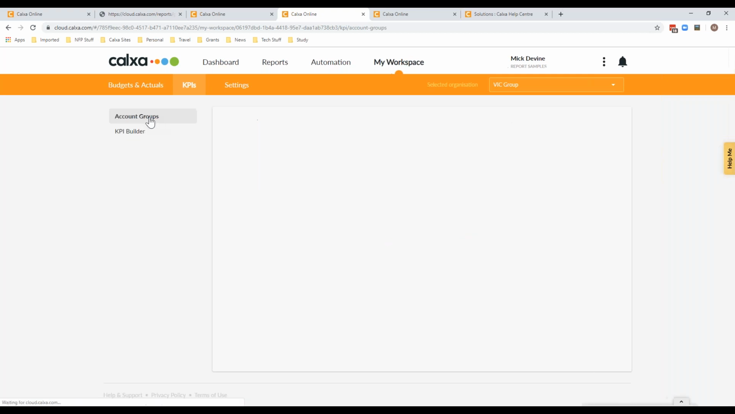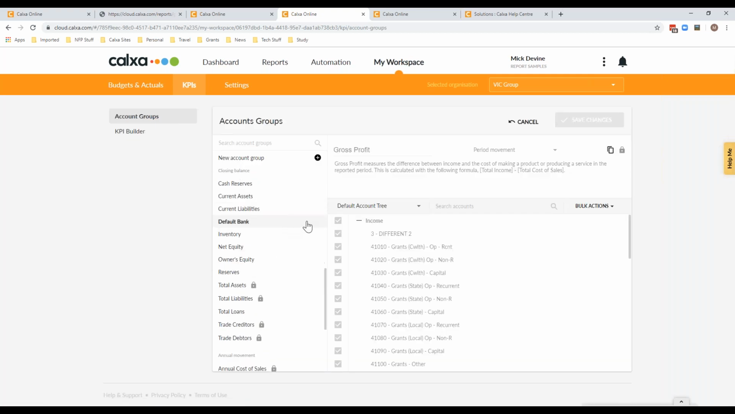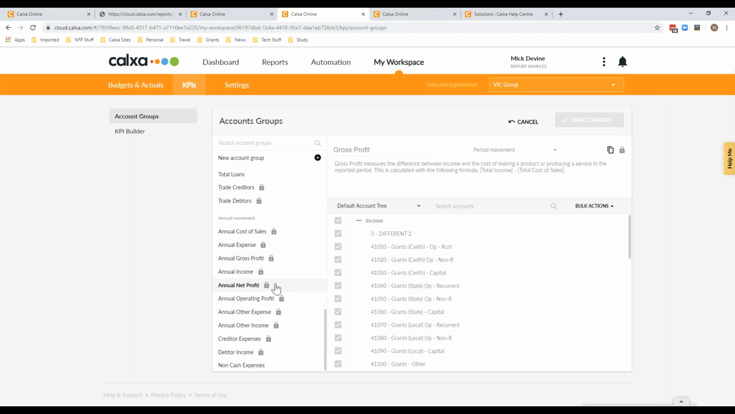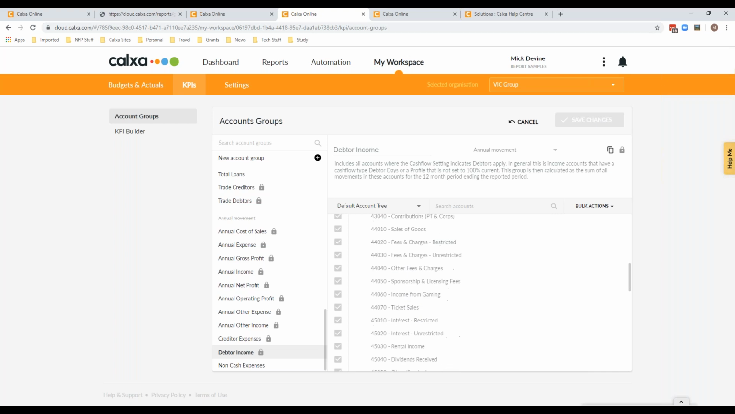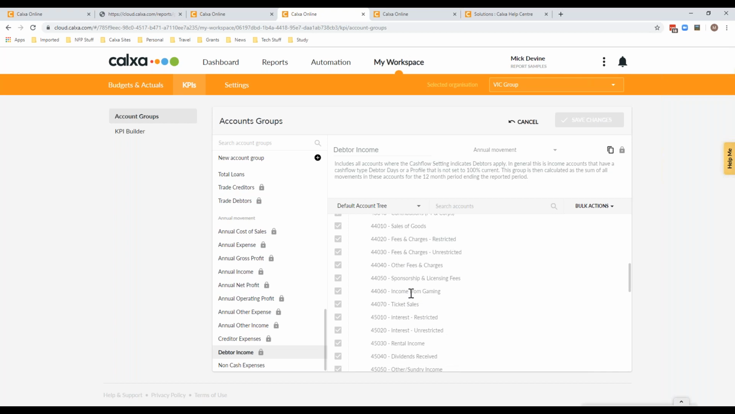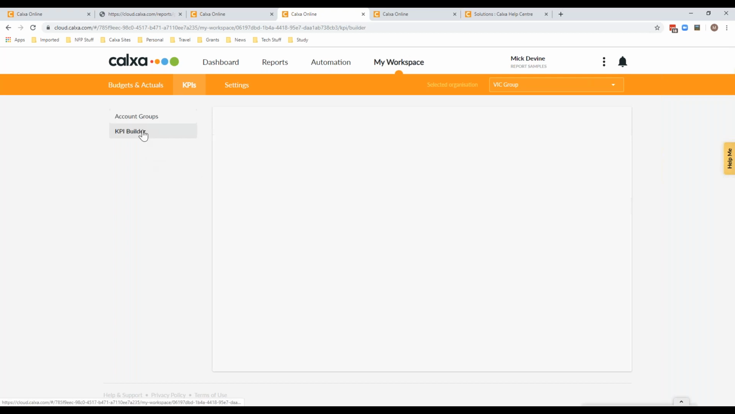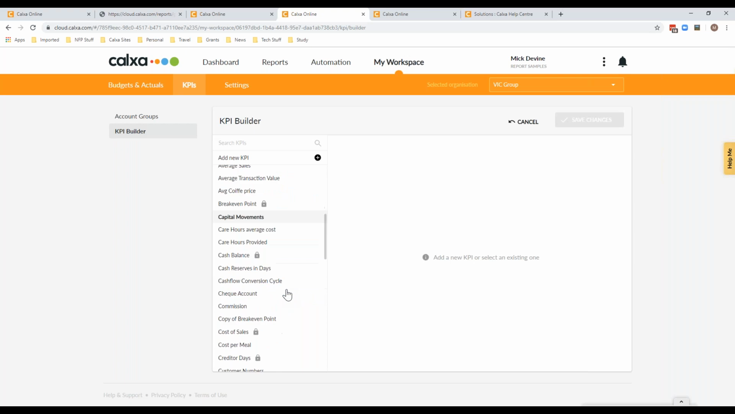Debtor income. Now we've got an account group called debtor income, which is here, and that looks at all our income accounts where in the cash flow settings we haven't nominated them as being received in the current month. So anywhere we're collecting in any period other than the current month. So that's what that formula does, and then it divides it by 365.